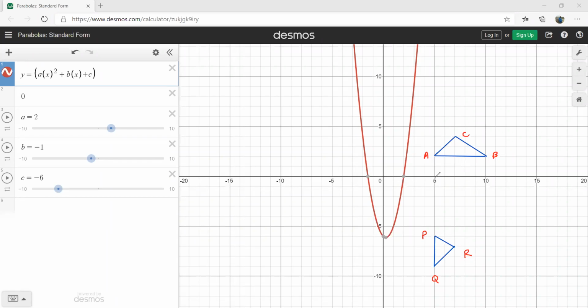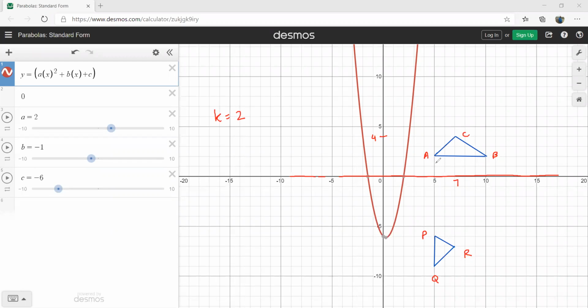Right now, this point A is (5, 2), this point B is (10, 2), and this C is (7, 4). Now, if this x-axis over here is the invariant line, that is your invariant line, and I want to stretch this with a scale factor 2, how would I do this?